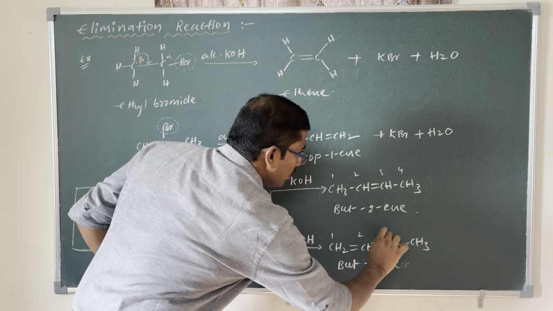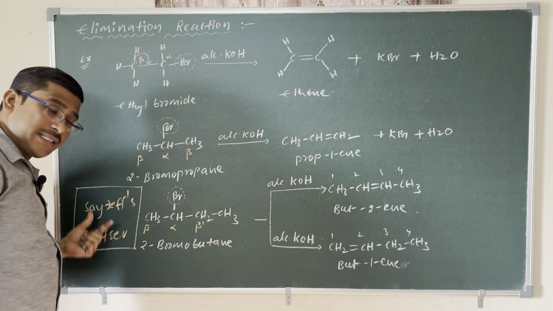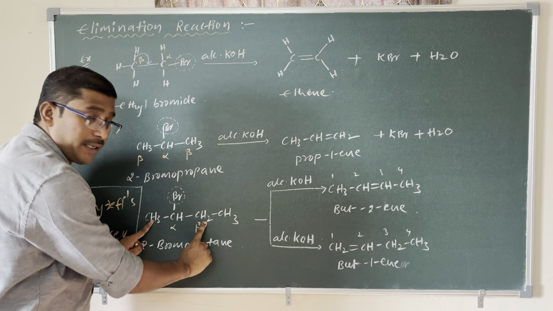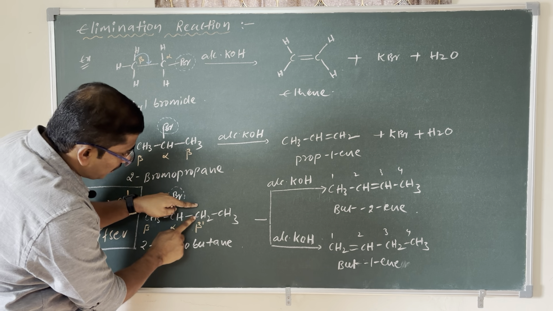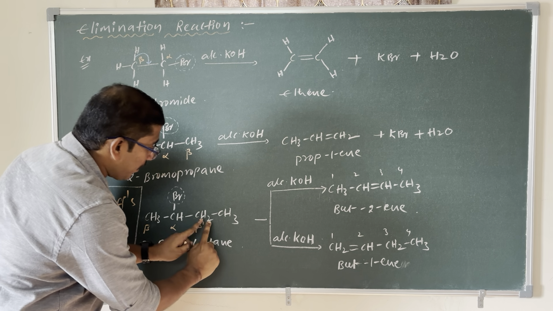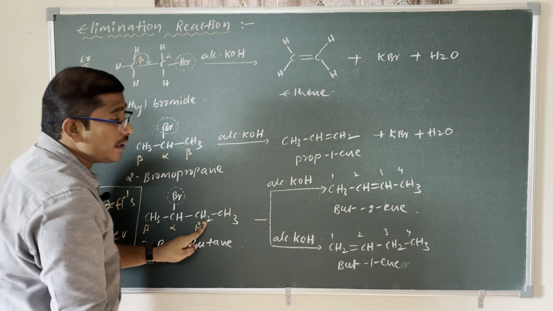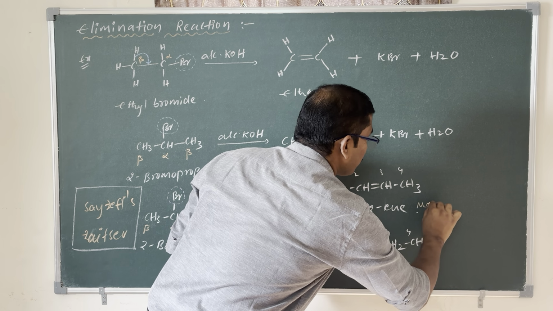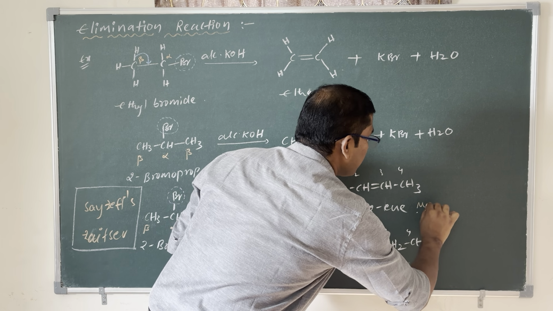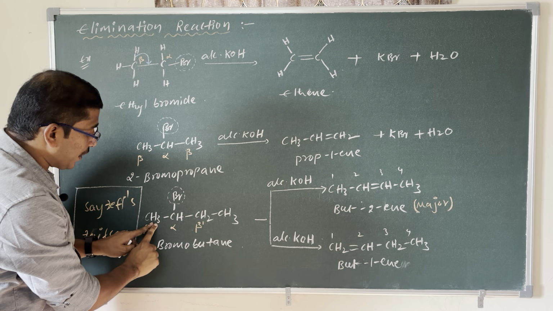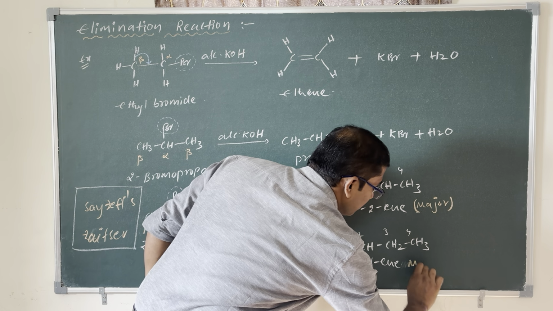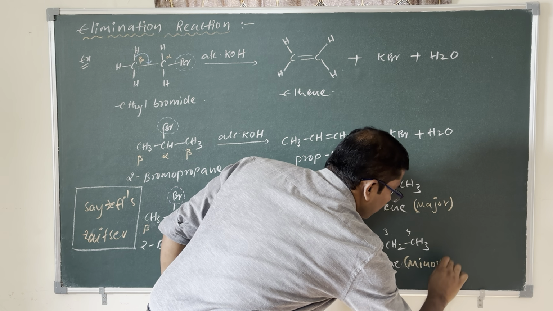See, Saytzeff or Zaitsev suggested that when we have two different beta carbons with a different number of hydrogens, the beta carbon which has the less number of hydrogens, from that beta carbon hydrogen is eliminated, we get a major product. This product is a which product, students? Major product. And when hydrogen is eliminated from the beta carbon which has more number of hydrogens, we get a minor product. It is a minor product.